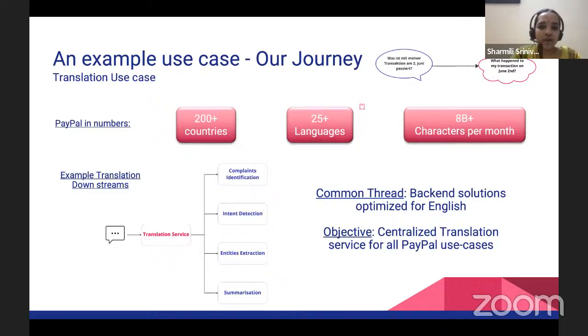So now, after narrowing down the requirement and necessity for a centralized translation service, the next obvious question is: should we go for a vendor solution which is available in the market, or should we do it ourselves? Should we build it in house, right?